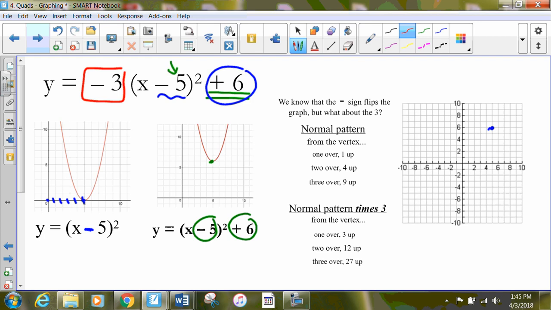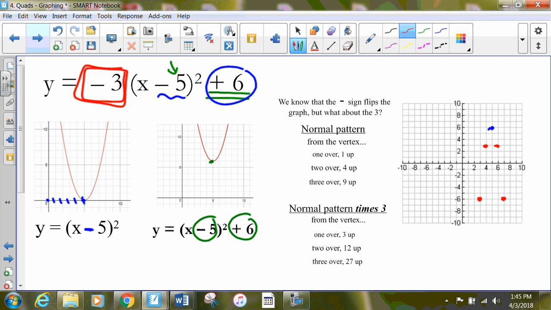So I move to the right one, I go down 3. I move to the left one, I go down 3. And then my normal pattern when I move to the right 2 or the left 2 from the vertex, I normally go up 4. But now, instead of going up 4, I go 4 times -3. 4 times -3 is -12. So that means when I move to the right 2, I'm going to go down 12. When I move to the left 2, I'm going to go down 12.